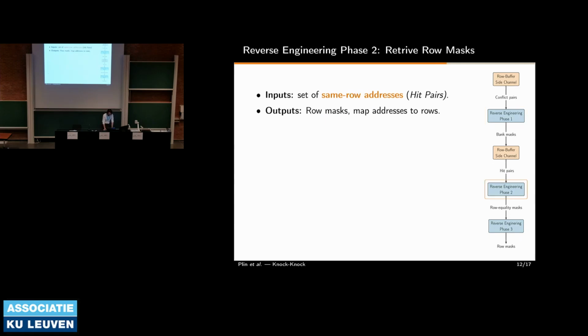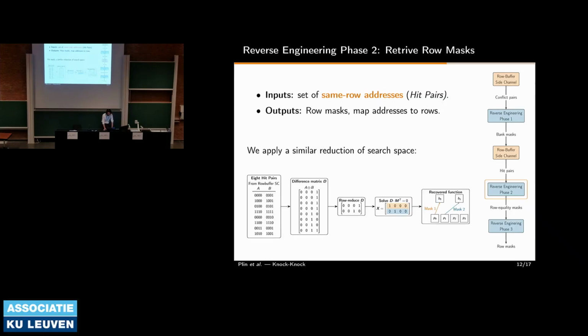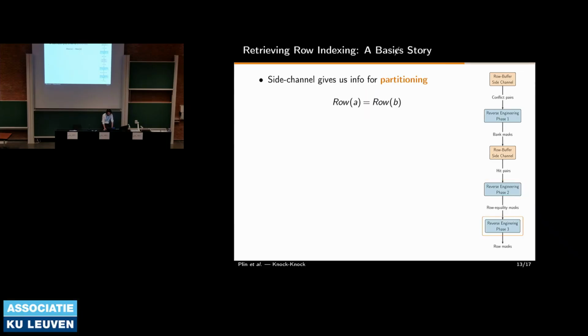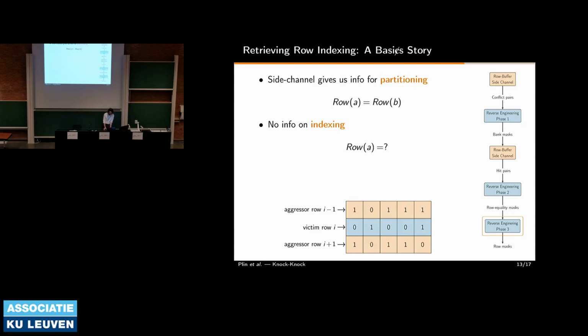However, to find the row functions, we use the same methodology, but that isn't enough because our side channel gives us info for partitioning, right? Like only determining if two addresses map to the same location or not, but it doesn't give us any info on indexing, which is what we actually need for the attacks. So there is no way to get the real mapping function outside of the banks.